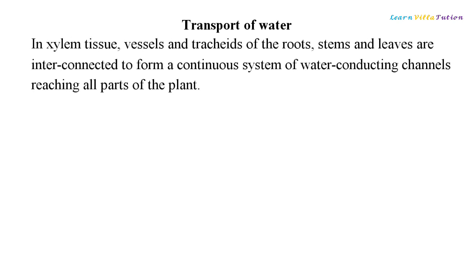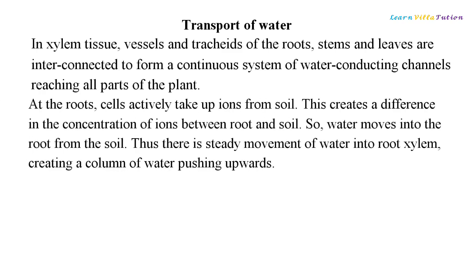Transport of water. In xylem tissue, vessels and tracheids of the roots, stems, and leaves are interconnected to form a continuous system of water-conducting channels reaching all parts of the plant. At the roots, cells actively take up ions from soil. This creates a difference in the concentration of ions between root and soil. So, water moves into the root from the soil.